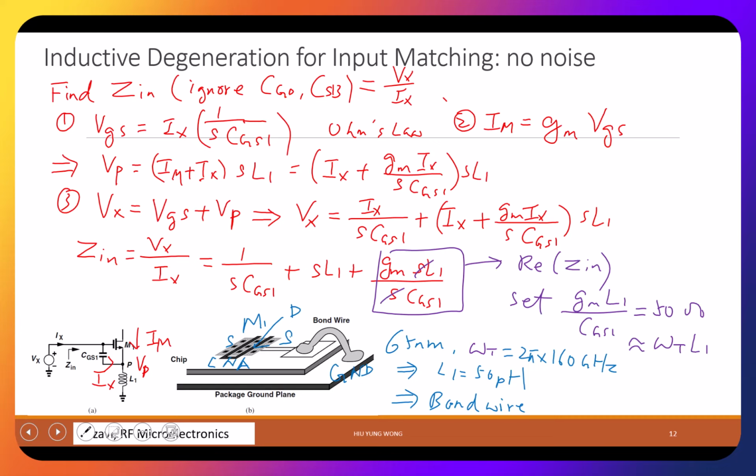This very tiny bond wire, we hope that it is very small. But no, usually it's too large. It's even smaller than the bond wire. So this is one issue that we need to solve, right?